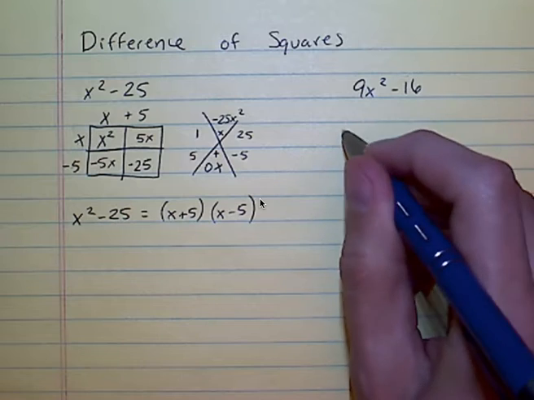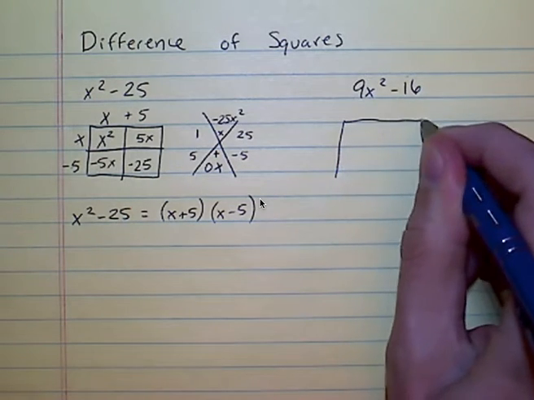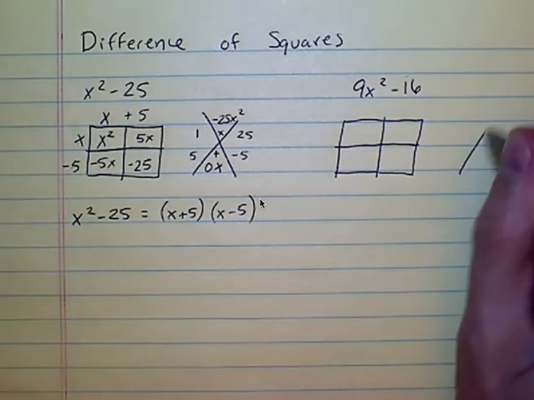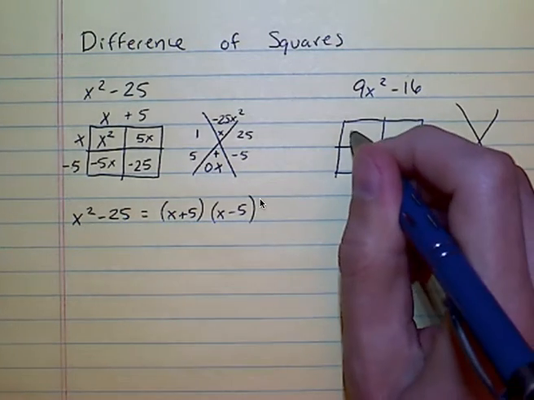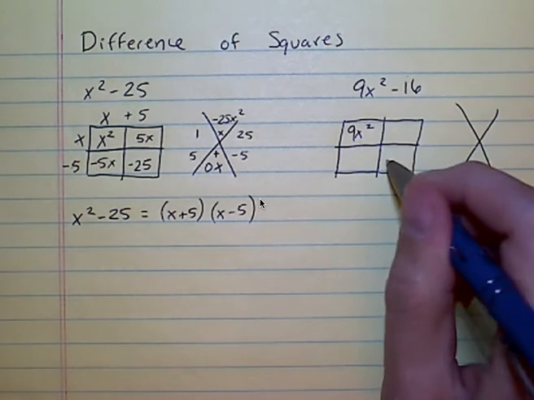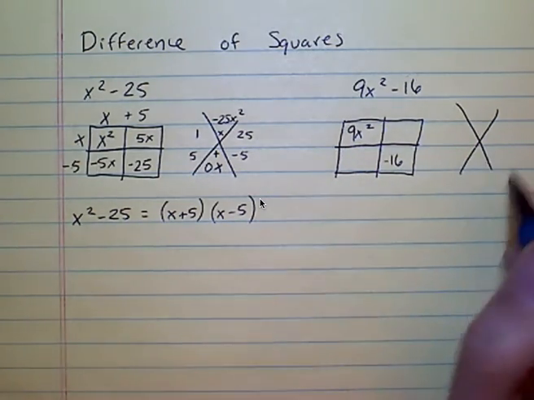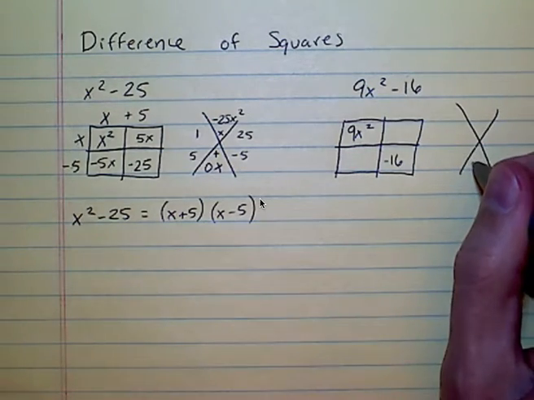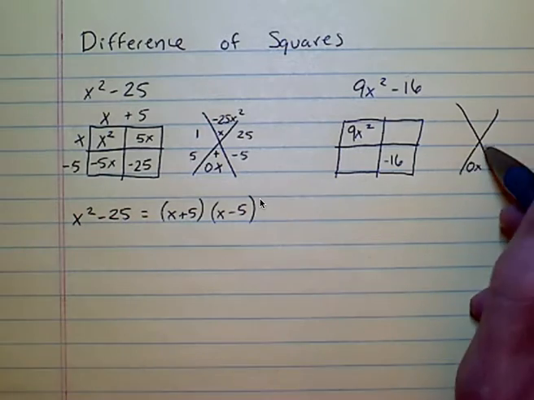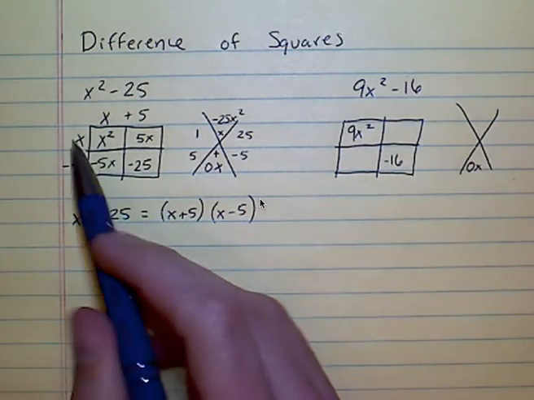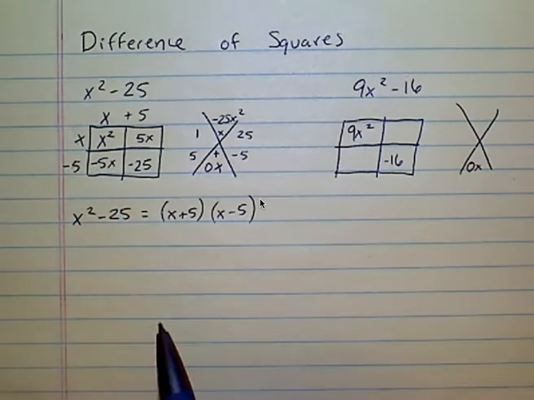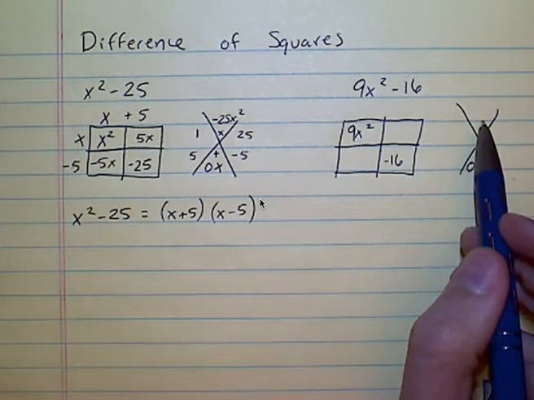So we're going to do the same thing. We're going to build using the area model and our X games. So 9x squared goes in the first piece of my area model. Negative 16 goes in my last. Because I'm missing that middle term, I know that 0x is what I need. So I need my two factors, whatever they are, to cancel out. What you notice is that in order for them to cancel out, they have to be the same number, one positive and one negative. The question is what is that number?